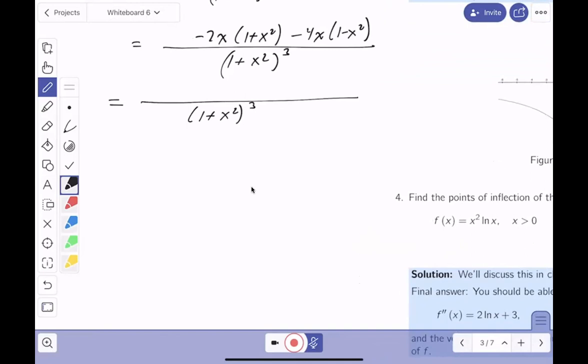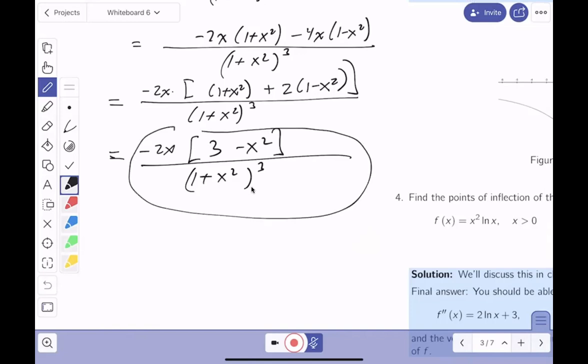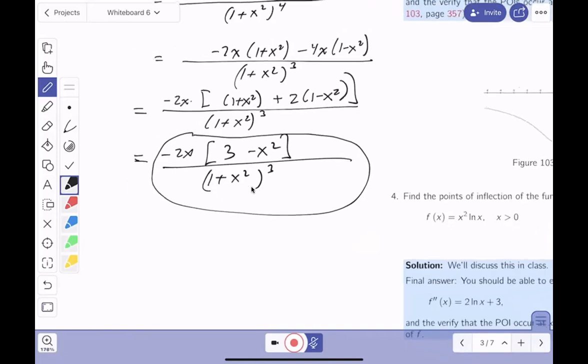I'm going to factor out a minus 2x, by the way. And what do I get? I get (1 plus x squared) plus 2 times (1 minus x squared). I don't know. Maybe this is going to work out nicely. Who knows? Minus 2x over (1 plus x squared) cubed. And what are you going to get there? You're going to get 3 minus x squared, since x squared minus 2x squared is minus x squared. So I'm just going to hope I got the right answer. I'm heading for that derivative.